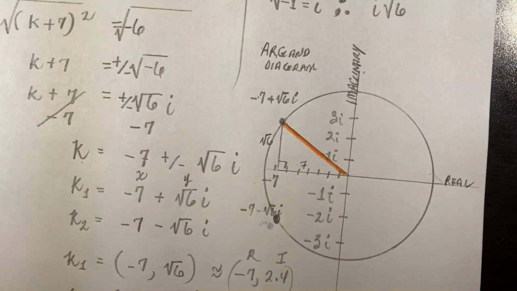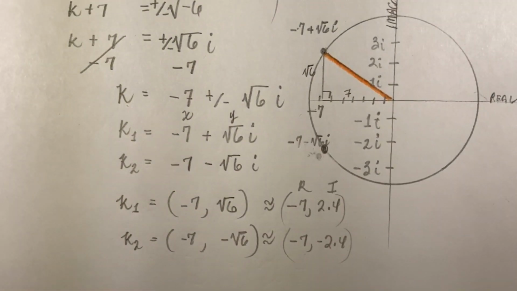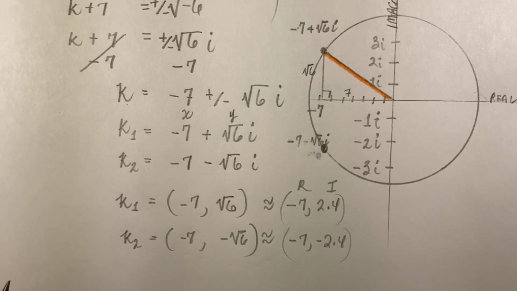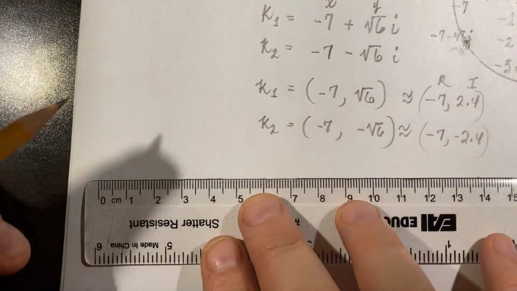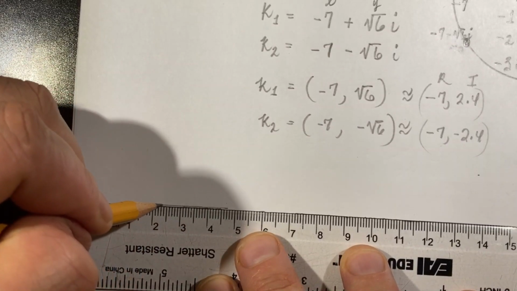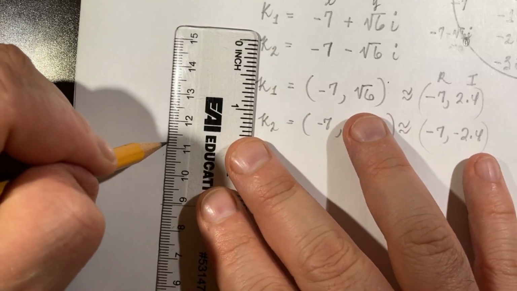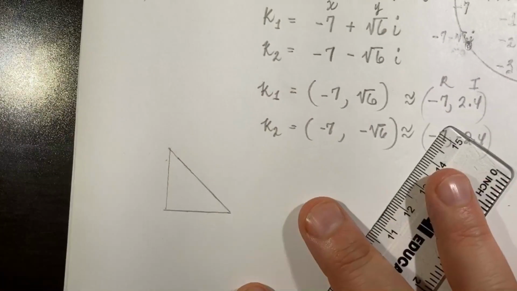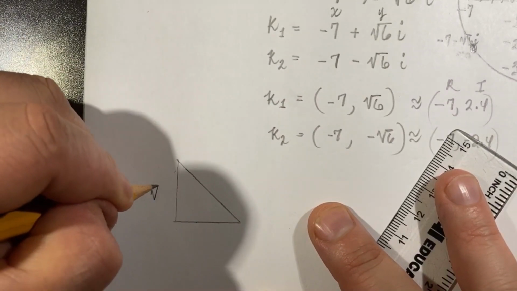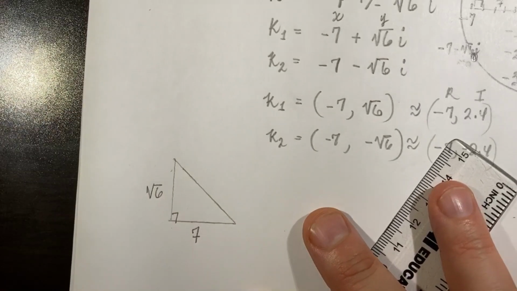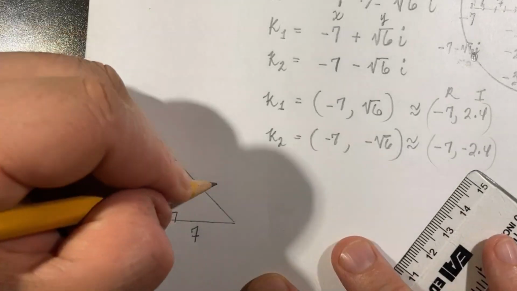Okay. So we take -6. Let me show you exactly what I mean. This is important. If you're actually paying attention right now, you're about to learn something. So we're going to just draw. I'm just going to go down here and draw this triangle. Okay. All right. So this triangle has a height of square root 6 and a base of 7. It's a right triangle. And so we use the Pythagorean theorem.